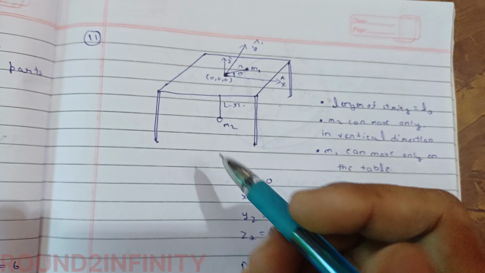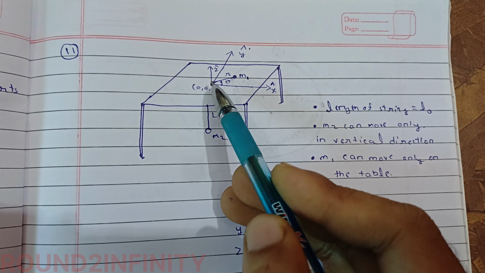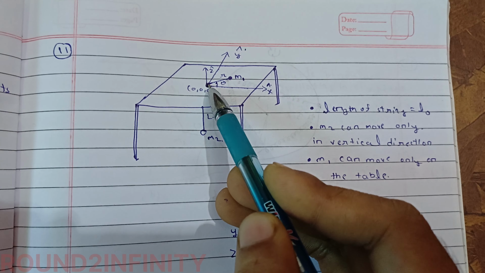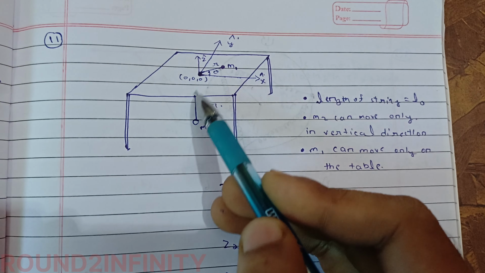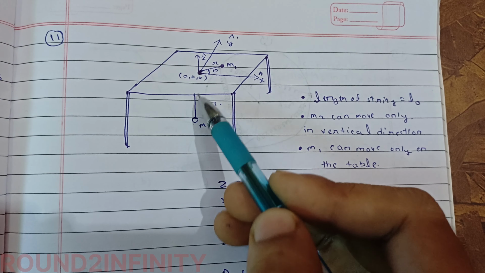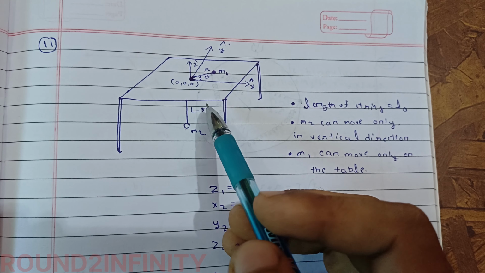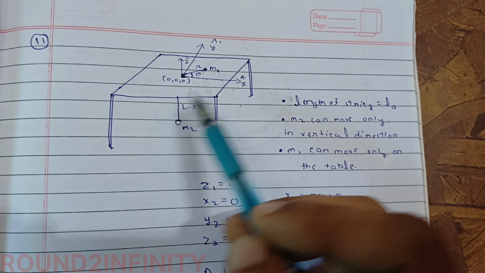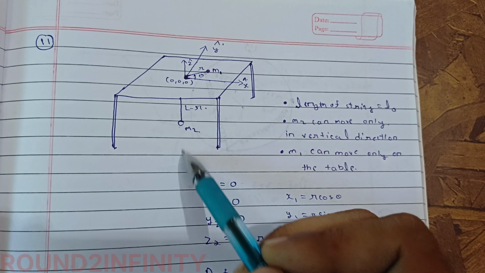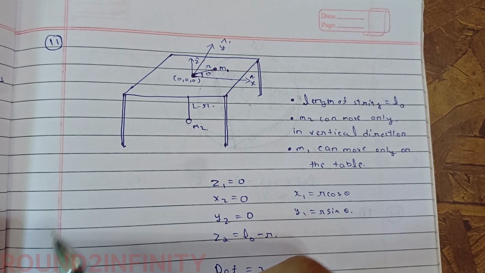Now let's see one more example. This is a table, and there is a hole and a mass m1 is attached, and it is free to rotate on the surface, and there is a mass m2 which is hanging down the table. The length of the whole string is L0. m2 can move only in the vertical direction, m1 can move only on this surface. So we have to find the degree of freedom for this system.